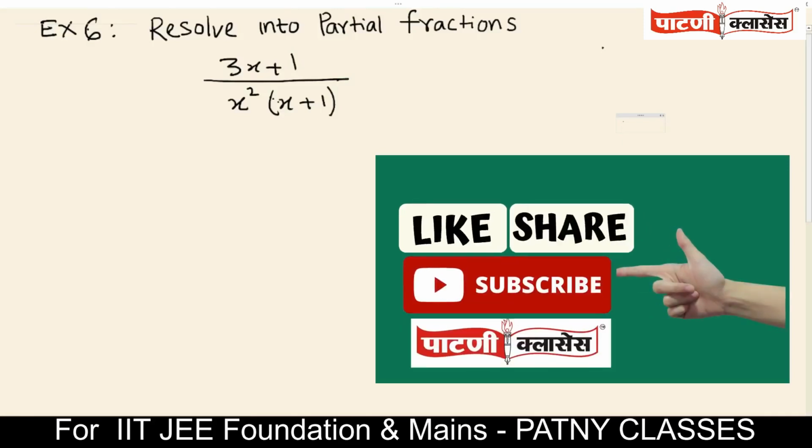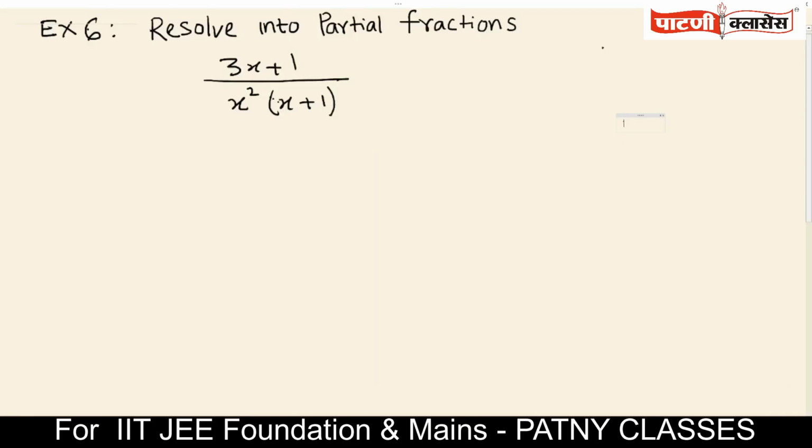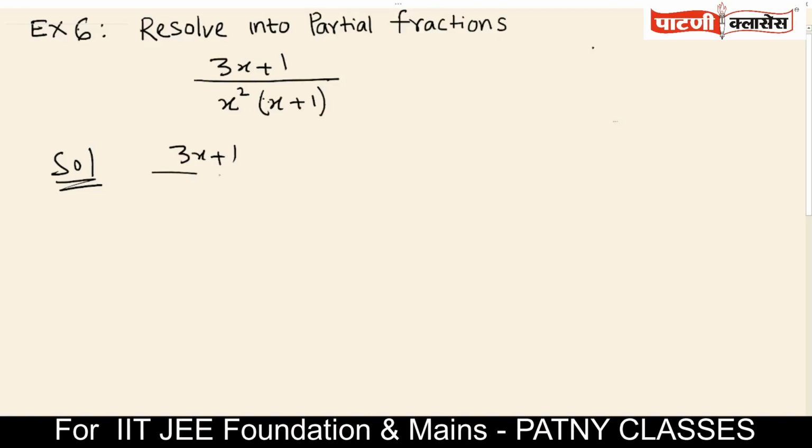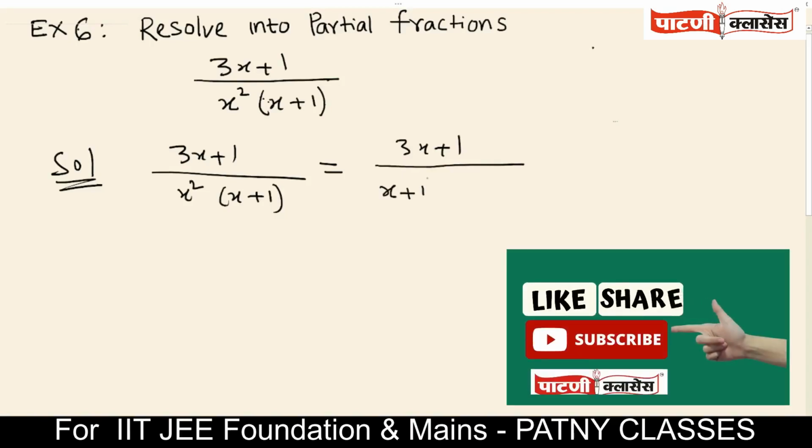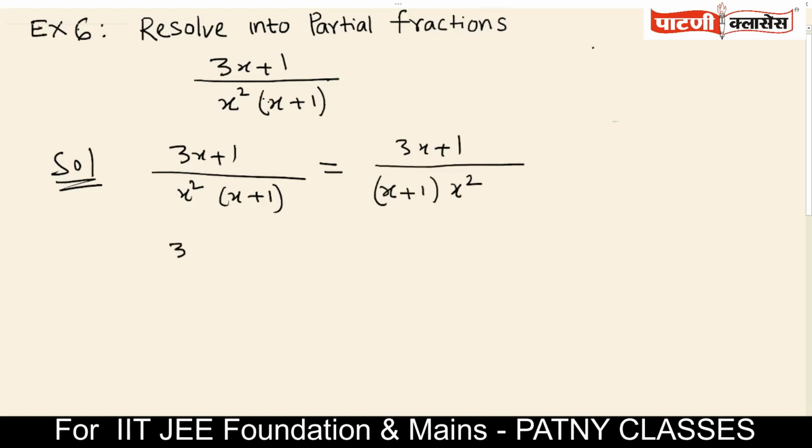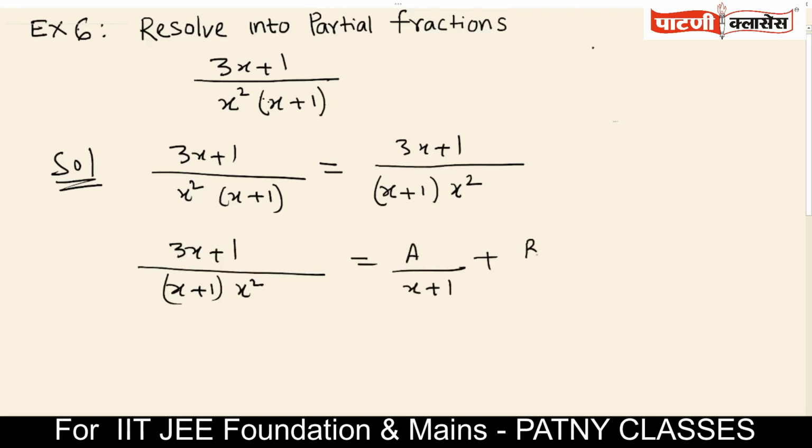Next example, resolve into partial fractions 3x plus 1 upon x square into x plus 1. 3x plus 1 upon x square into x plus 1, which can be written as 3x plus 1. My habit is to write down the linear factor first. After that, I write the quadratic factors. And now partial fractions of this can be written as a upon x plus 1 plus b upon x and c upon x square.